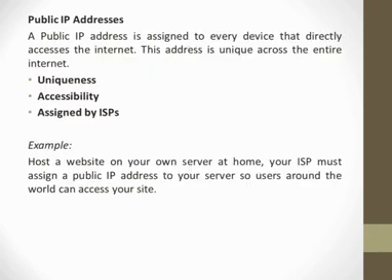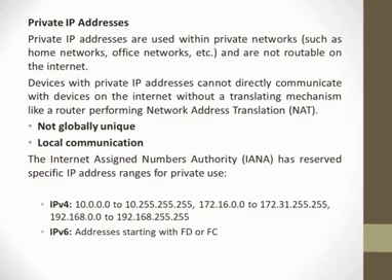And then next we are going to deal with the public IP address. A public IP address is assigned to every device that directly accesses the internet. This address is unique across the entire internet. It is mainly used for uniqueness and accessibility, and is assigned by internet service providers, that means the ISP. For example, if you host a website on your own server at home, your ISP must assign a public IP address to your server, so users around the world can access your site.